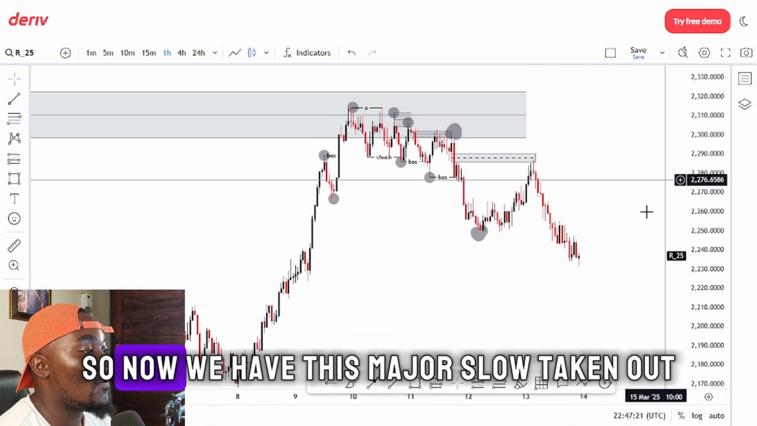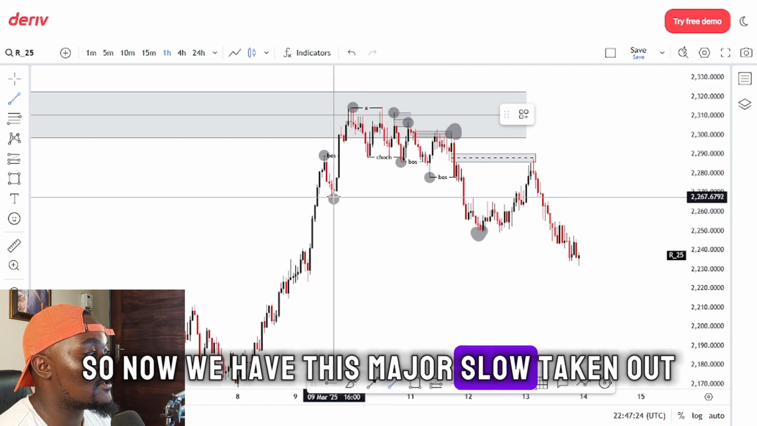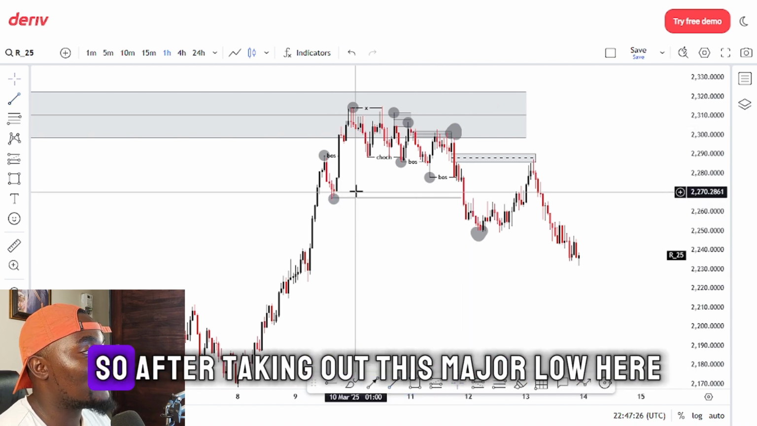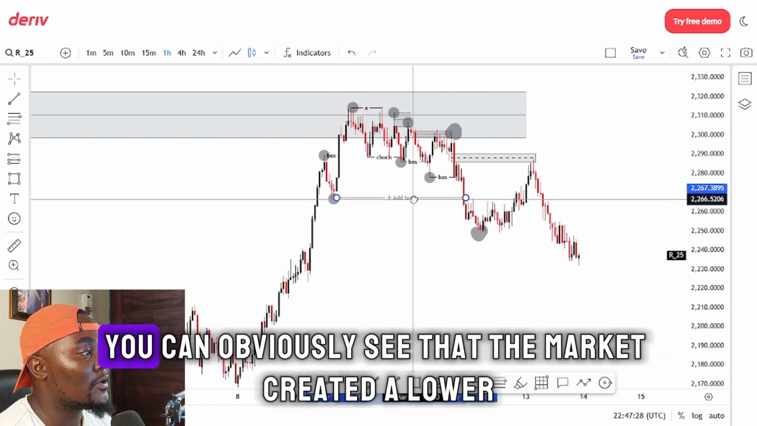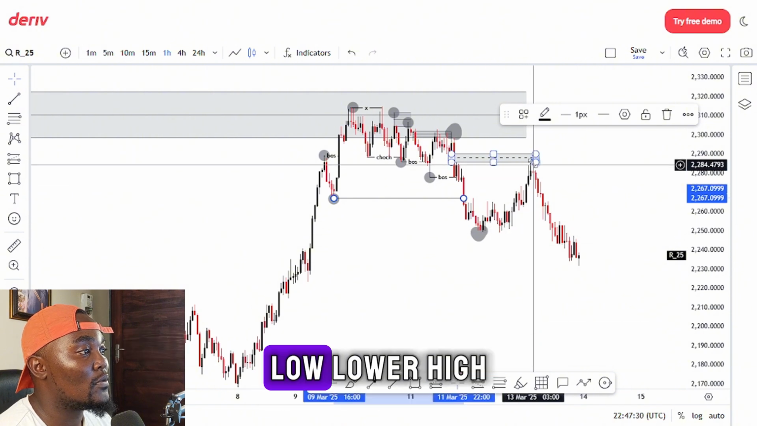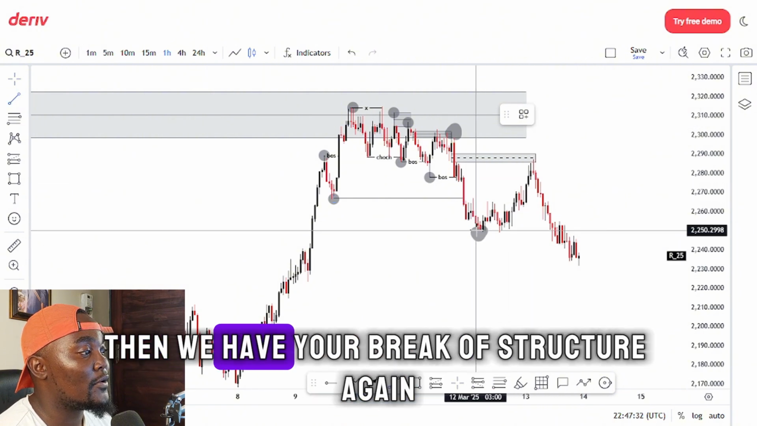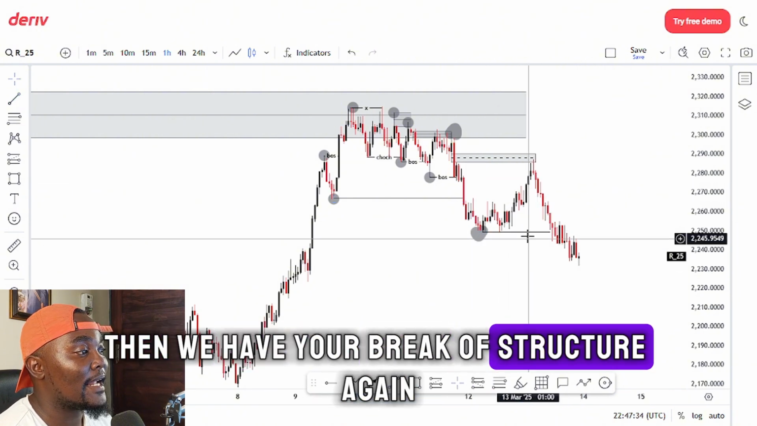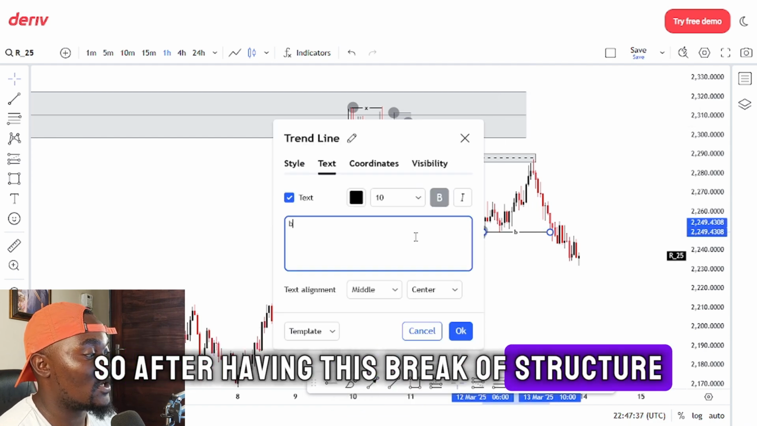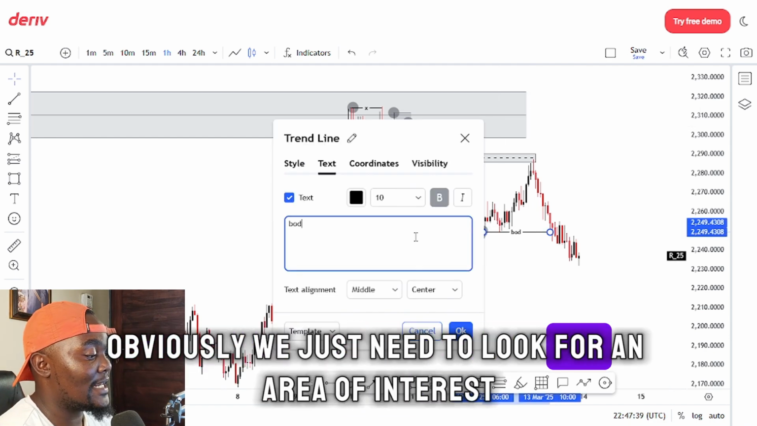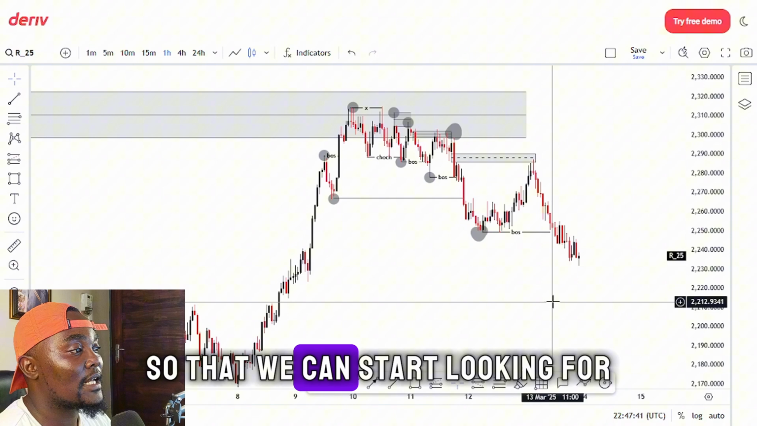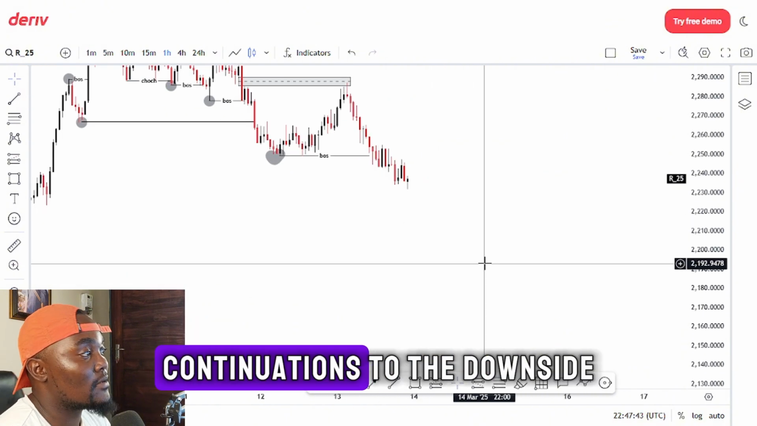So now we have this major low taken out. After taking out this major low here, you can obviously see that the market created a lower low, lower high. Then we have your break of structure again. So after even this break of structure, obviously we just need to look for an area of interest so that we can start looking for continuations to the downside.